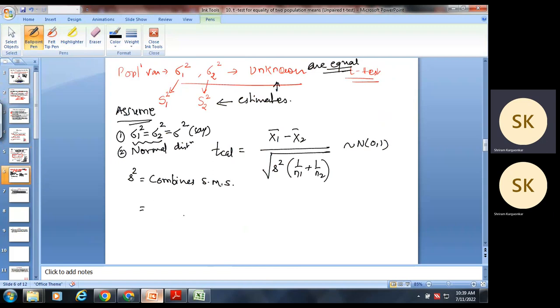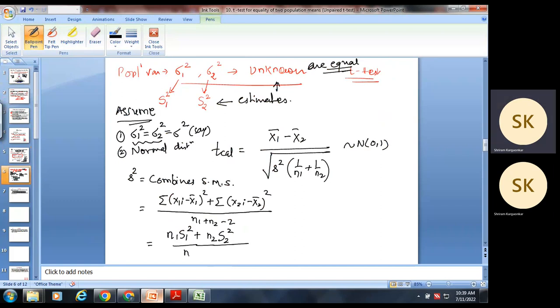And what is the formula for that? It is summation of (x1i minus x1 bar) whole square plus (x2i minus x2 bar) whole square, upon n1 plus n2 minus 2. Or if you want it in terms of sample variance, then it will be n1 s1 square plus n2 s2 square upon n1 plus n2 minus 2. So this you have to use.